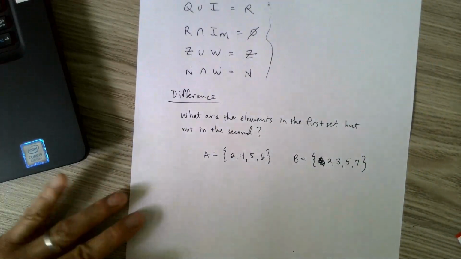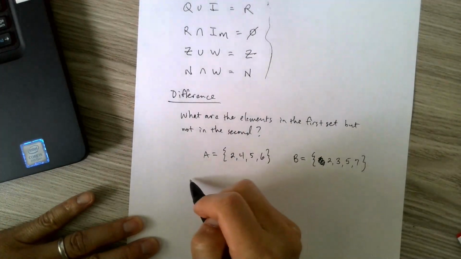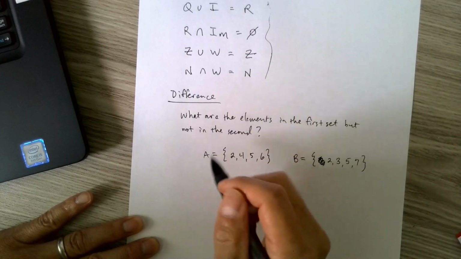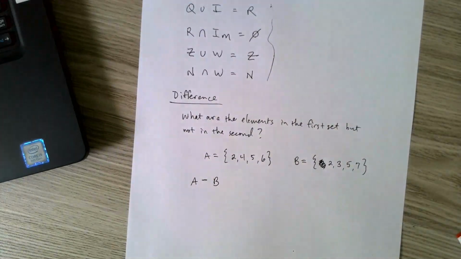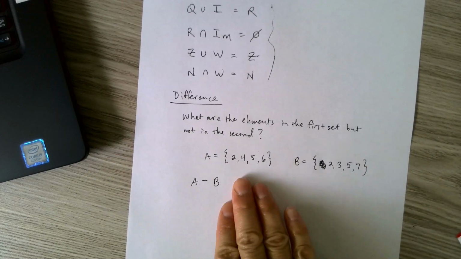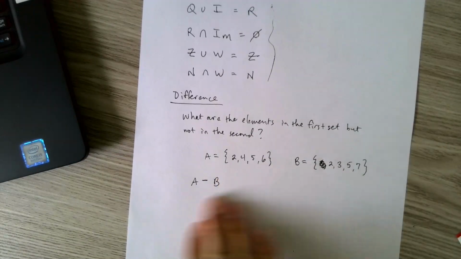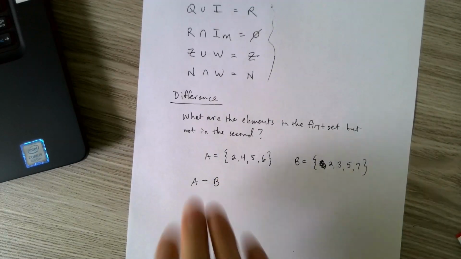Okay. Now, the difference symbol is just a minus. So A minus B means what are the elements in A that are not in B? I don't care about the ones that are in B and not in A, just the ones that are in A and not in B, because A came first.